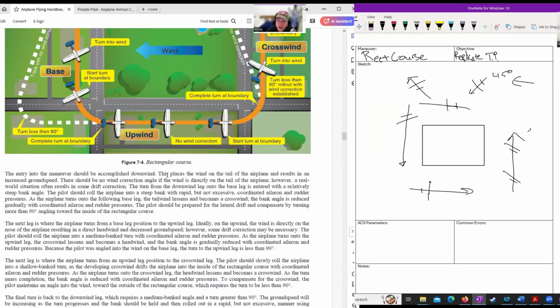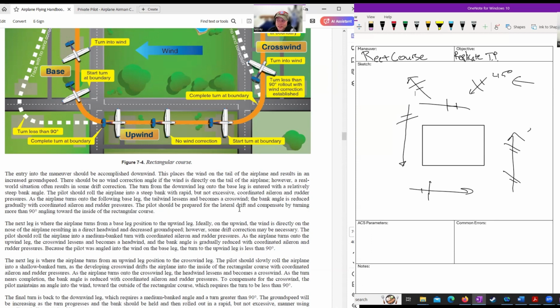The turn from the downwind leg onto the base leg is entered with a relatively steep bank angle. The pilot should roll the airplane into a steep bank with rapid, but not excessive, coordinated aileron and rudder pressures. As the airplane turns onto the following base leg, the tailwind lessens and becomes a crosswind. The bank angle is reduced gradually with coordinated aileron and rudder pressures.